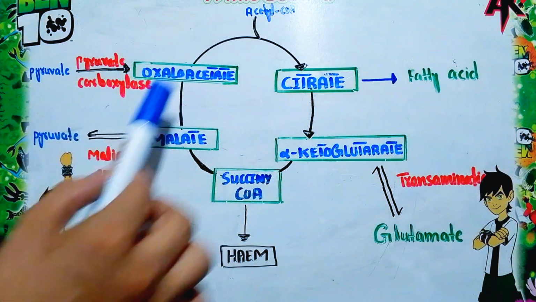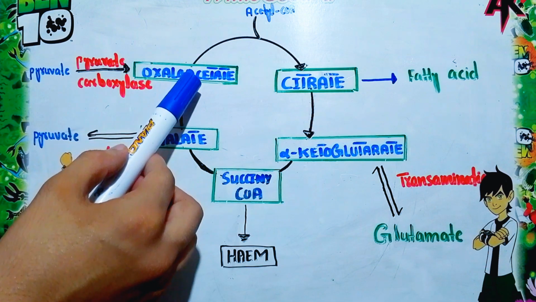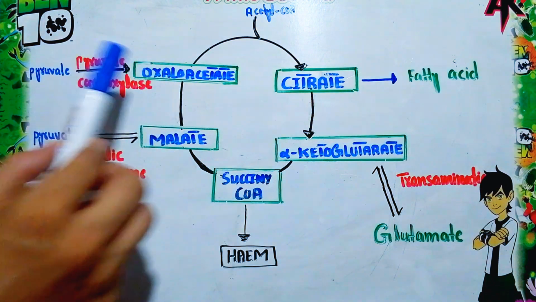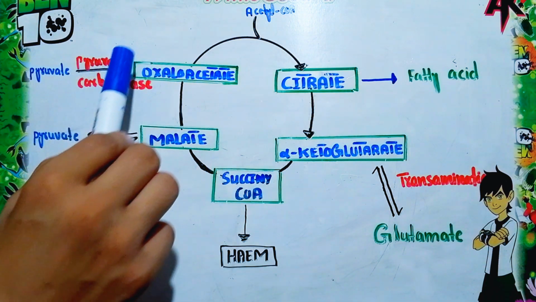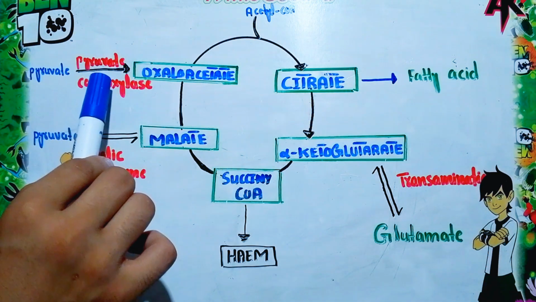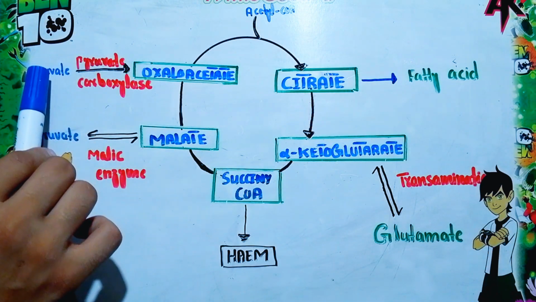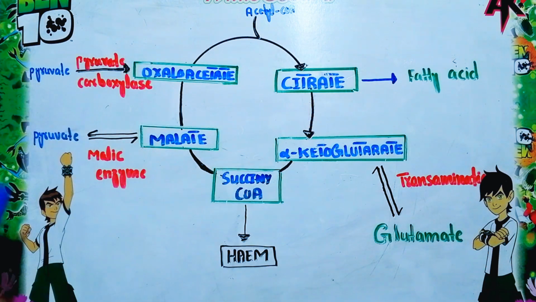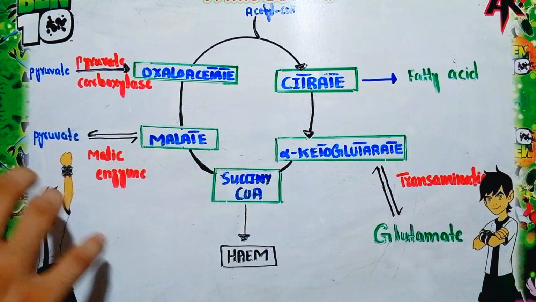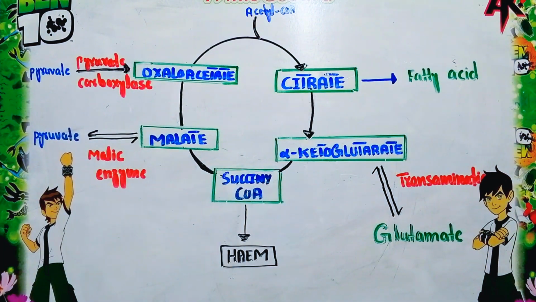So oxaloacetate will form from the transamination reaction, as well as from pyruvate when the pyruvate carboxylase enzyme acts on this pyruvate, it will form oxaloacetate. So this is the overall summary of the anaplerotic reactions. So these intermediates of the TCA cycle are formed from various types of compounds through anaplerotic reactions. This is the overall lecture on the anaplerotic reactions of the TCA cycle. Thank you so much.